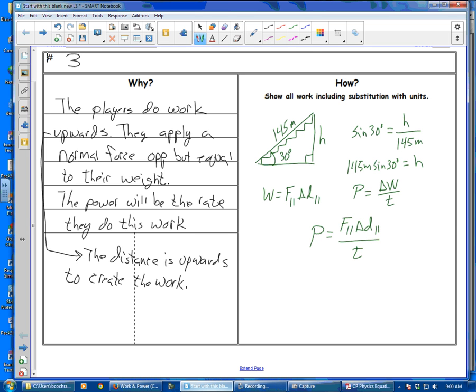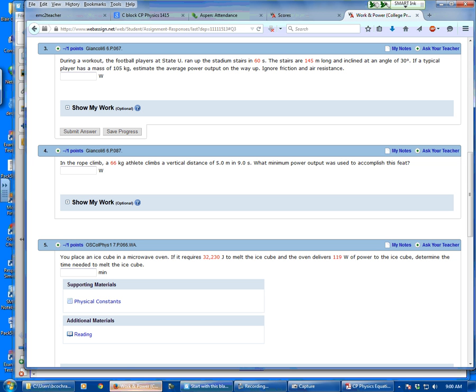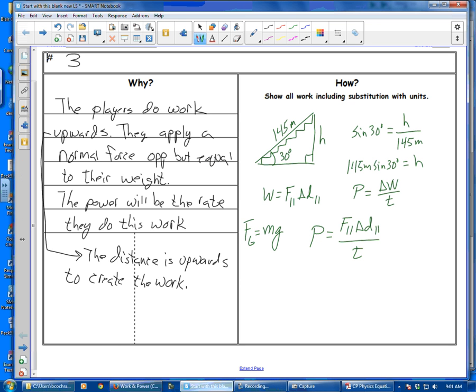I would also need to use the force, their weight, so the gravitational force is mg. I'm told an average mass of 105 kilograms, and I'm assuming this takes place on Earth. So I know little g is 9.8 newtons per kilogram. And I'm told the time was 60 seconds.